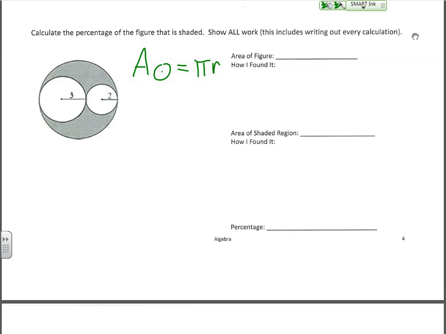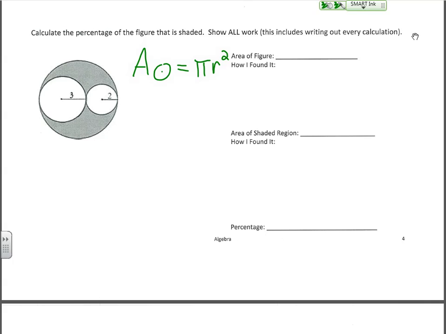Pi times the radius squared. And so similar to other shaded area questions that we've had, this one will probably benefit you best to find the area of the entire circle, that large circle, and subtract the areas of the 2 white circles. Because if you start with the area of the whole thing and you take away the part you don't want, the unshaded part, you're left with the shaded.